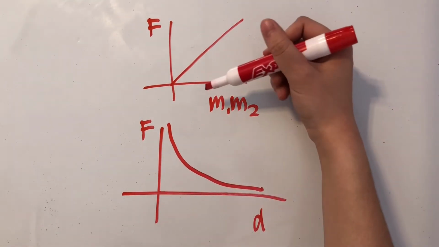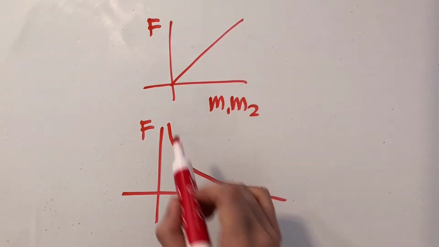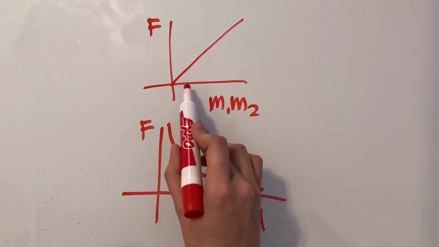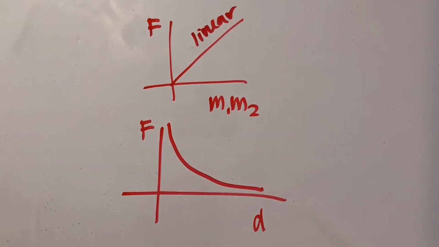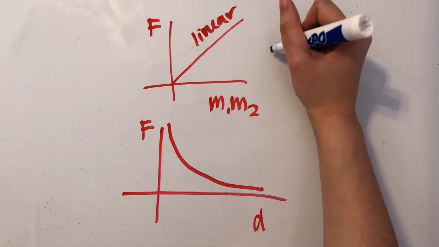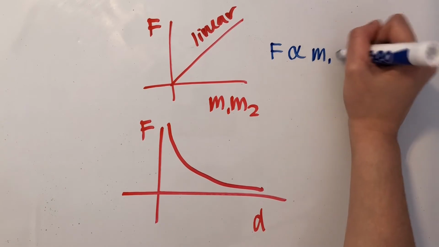And so for the force versus product of the masses graph, he noticed that as the product of the masses increases, the force also increases, and it's a linear relationship. So we can say that there's a direct proportionality, so F is directly proportional to the product of mass 1 and mass 2.